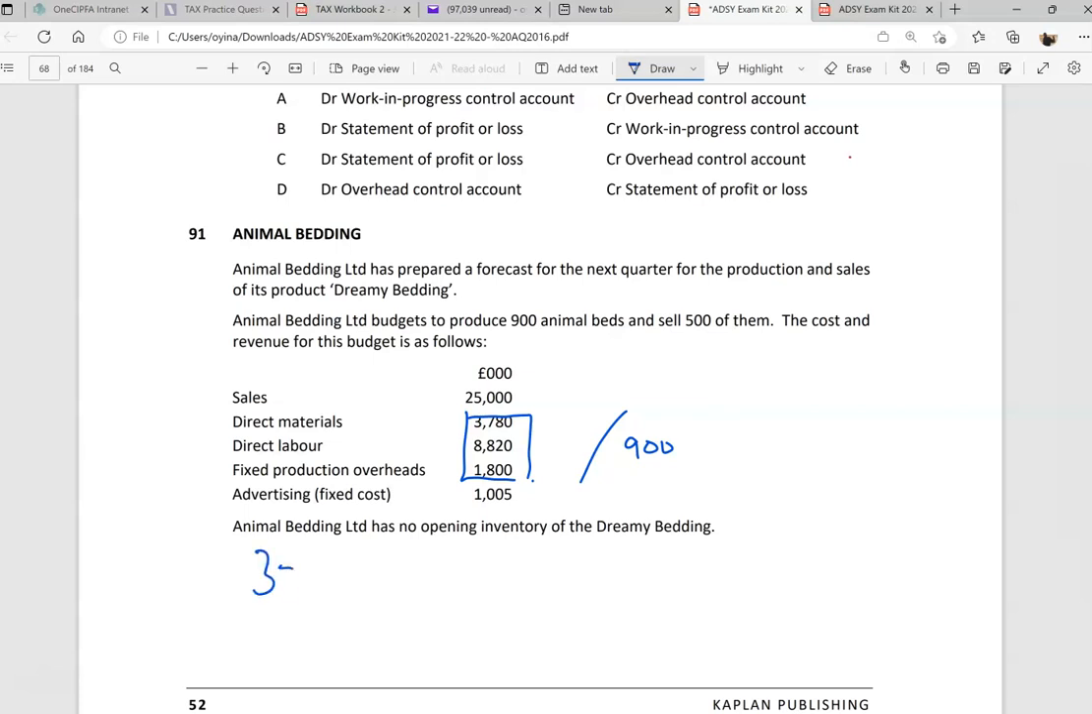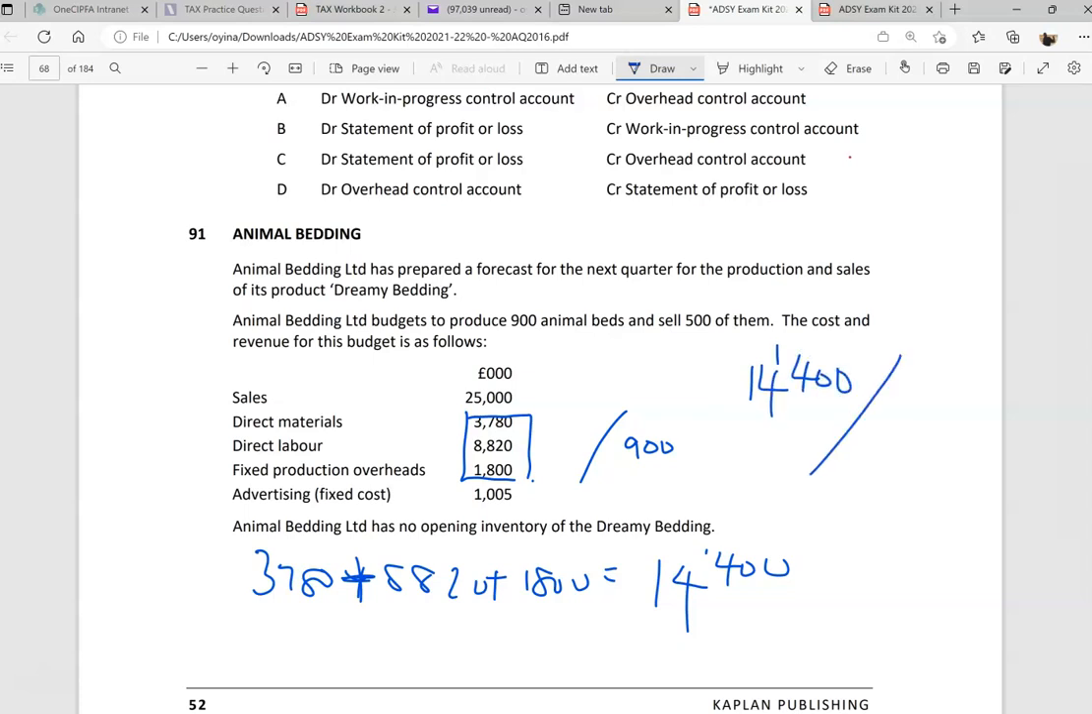So 3780 plus 8820 plus 1,800 is 14,400. This is your total cost, and so my total cost is 16. My full cost is 16 pounds. My full cost is 16 pounds, right? So that's where we are. So 16 pounds is our cost per unit, and that's what we're going to work with.